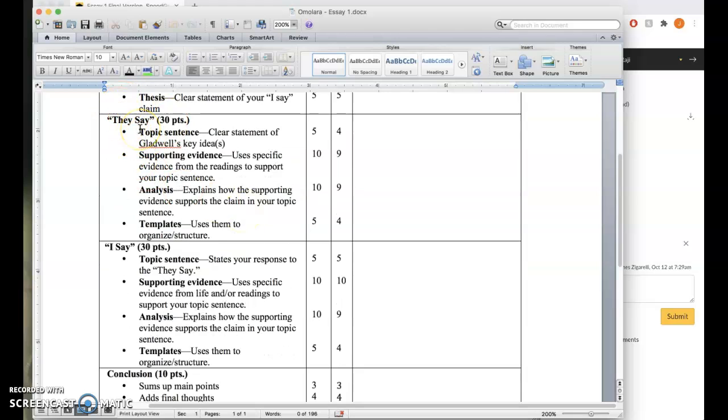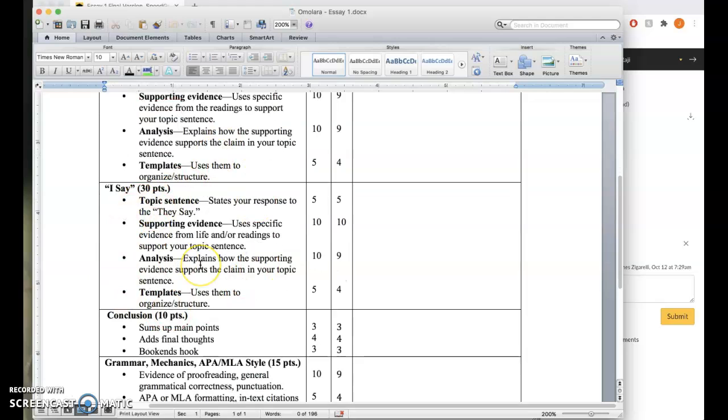The They Say is basically, did you incorporate Gladwell's ideas into your body paragraphs, okay? And were you clearly stating what his ideas were? Were you using textual evidence, quotes from the book, to illustrate and explain those ideas and concepts? And were you using the templates from They Say, I Say to introduce the quotes? Or were you using quotation sandwiches to get in and out of the quote and explain the quote after you've incorporated it? And then the I Say is you responding to what Gladwell said, right?